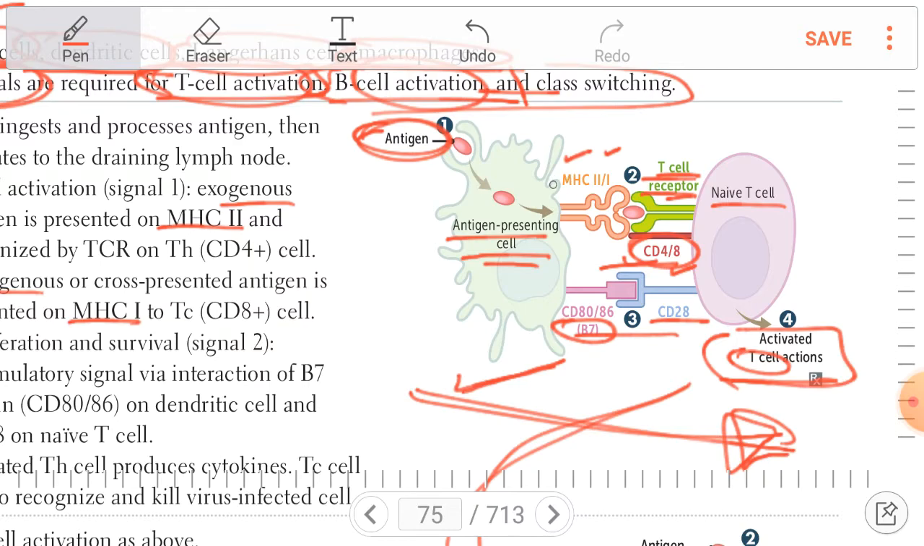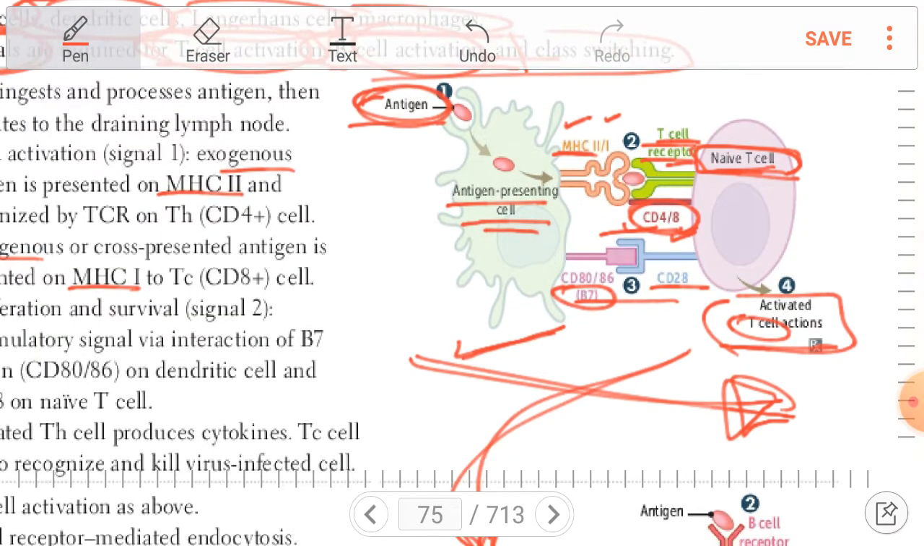But if it's exogenous pathogen, exogenous antigen, so it's what? It's presented on MHC2, so it will bind to CD4 on naive T cells. So again, antigen presenting cells will present antigen on MHC1 or 2, depending on exogenous or endogenous. If it's endogenous, it's MHC1, so it will bind to CD8 on naive T cells. If it's exogenous, it will be presented on MHC2, and it will bind to CD4 on naive T cells.